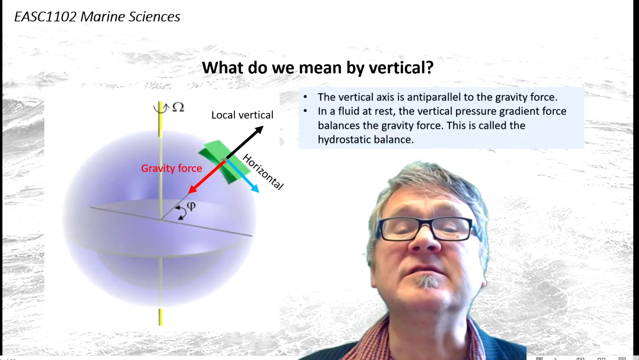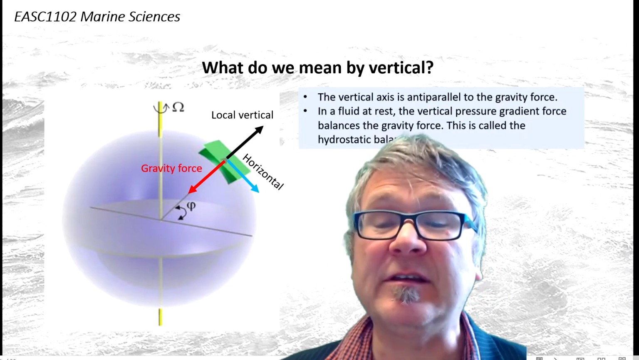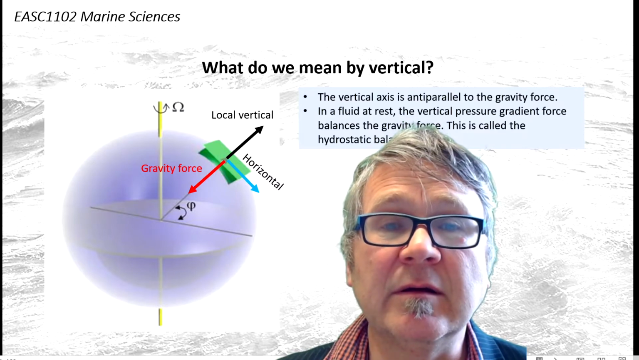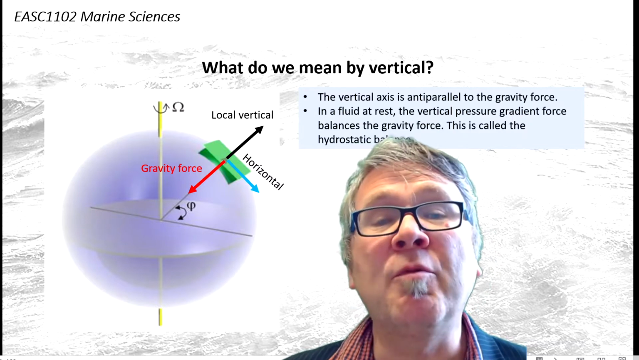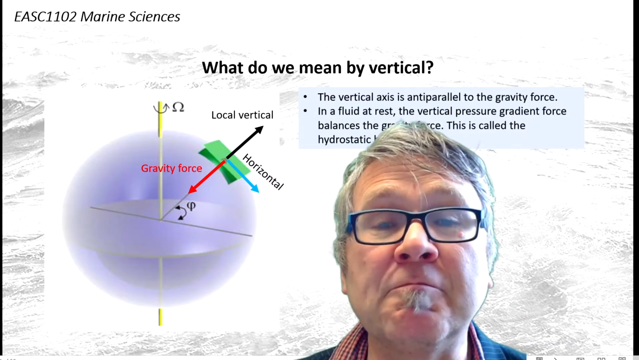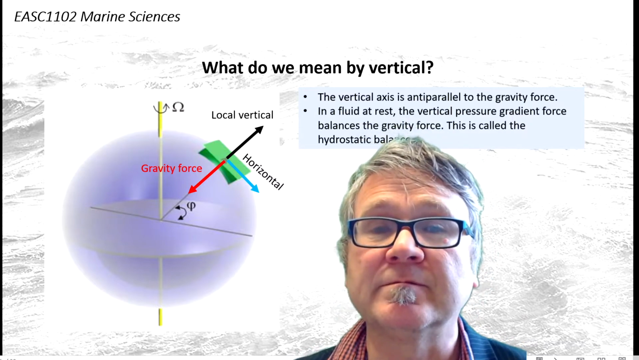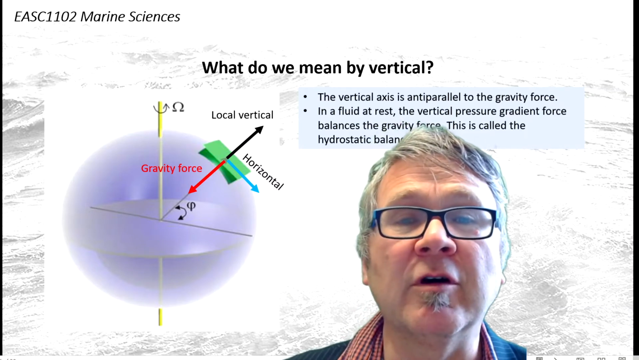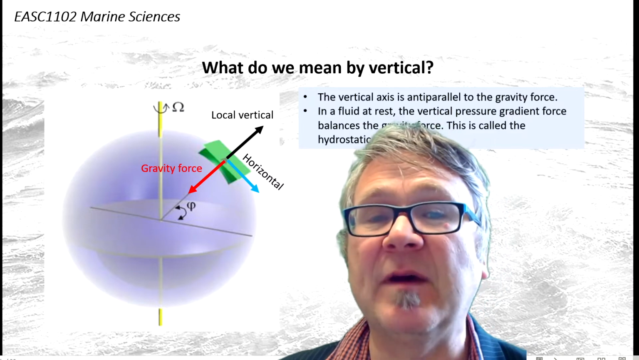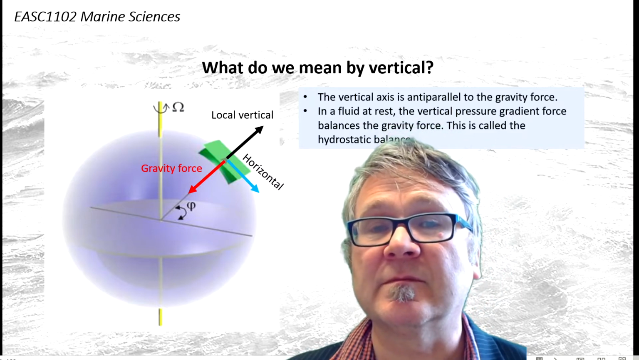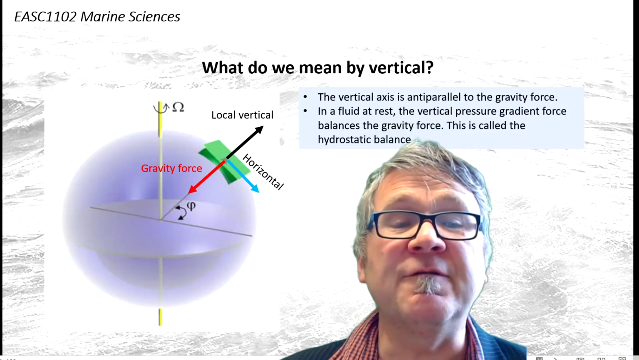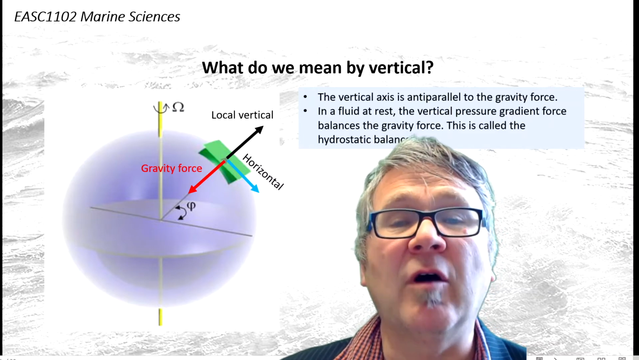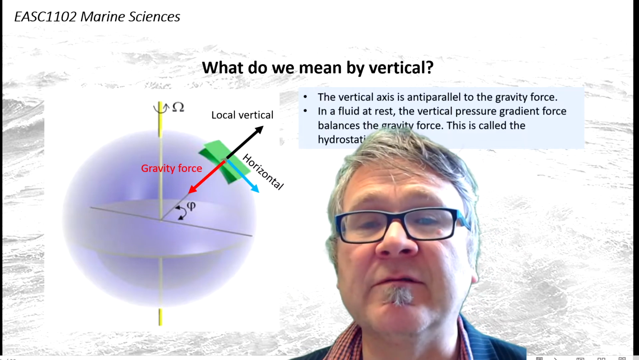So in a fluid at rest, the gravity force that you have is balanced by an opposing force, which is the vertical pressure gradient force. Okay, so if you switched off gravity, all fluid on Earth would just jump into space. Okay, so it's the vertical pressure gradient force that operates opposite to the gravity force.